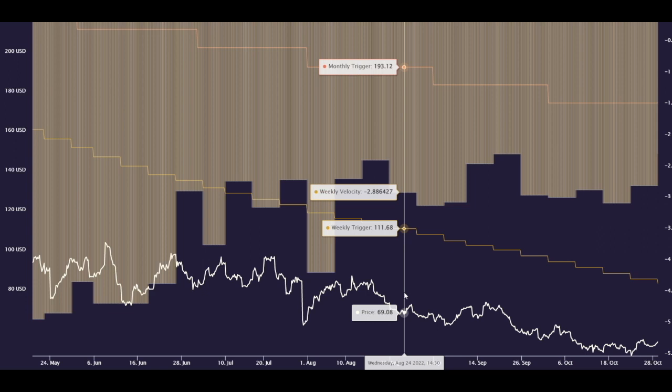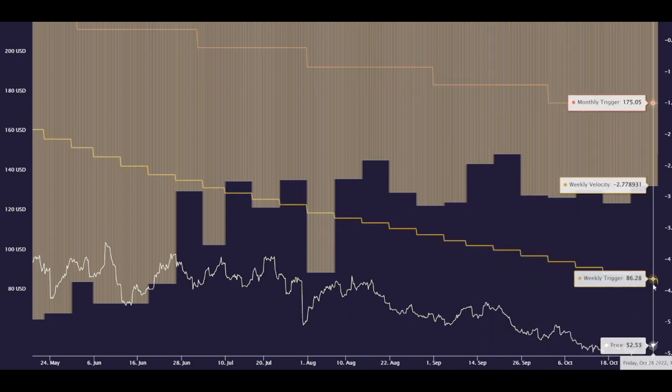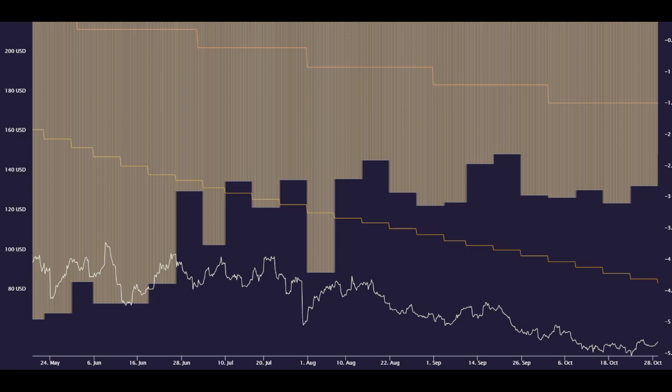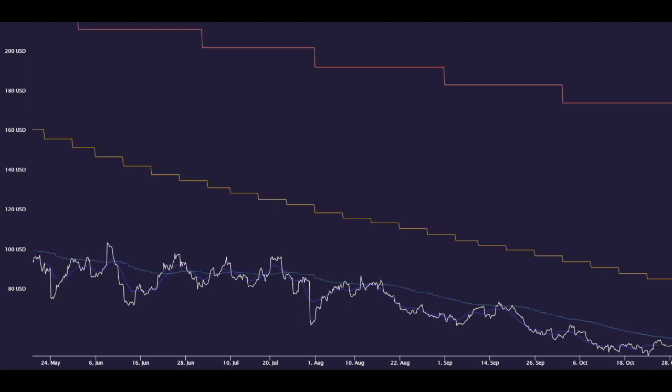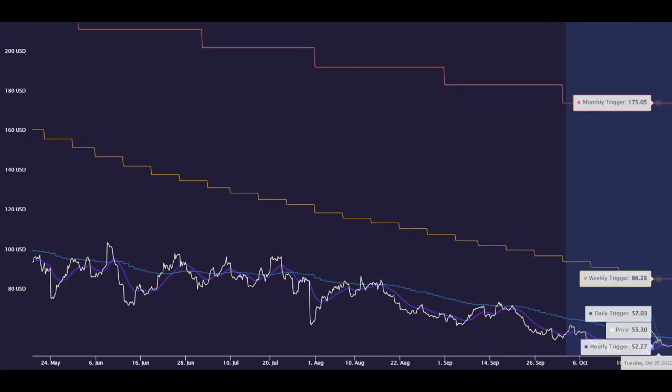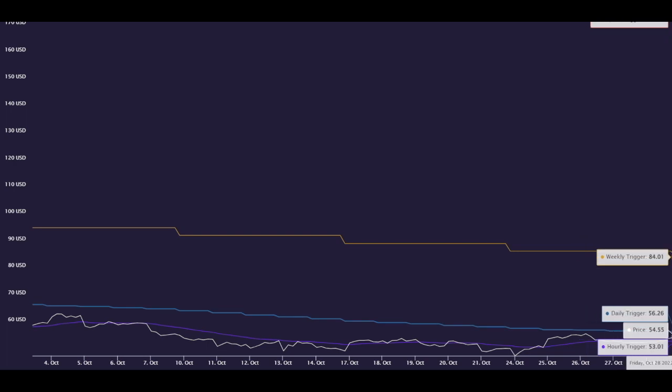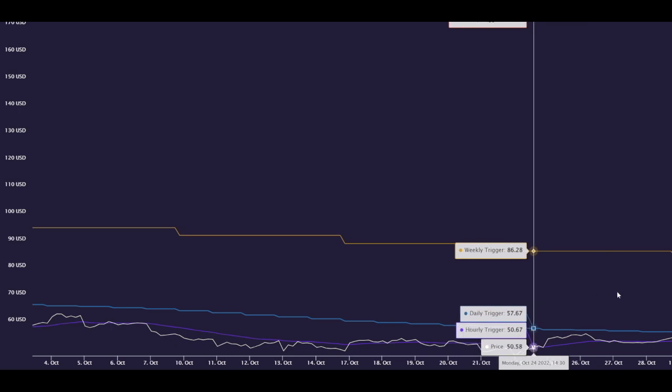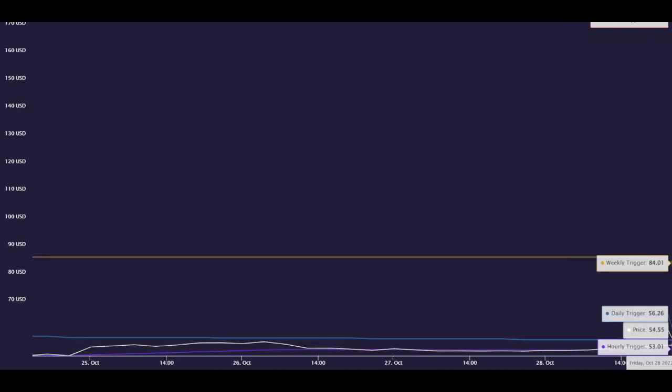Nobody? Okay. So here's what needs to happen for price to attack the weekly trigger. Couple of things. 1, price needs to break above the daily trigger at 56.26. And then 2, the hourly trigger needs to come up and cross above the daily trigger.